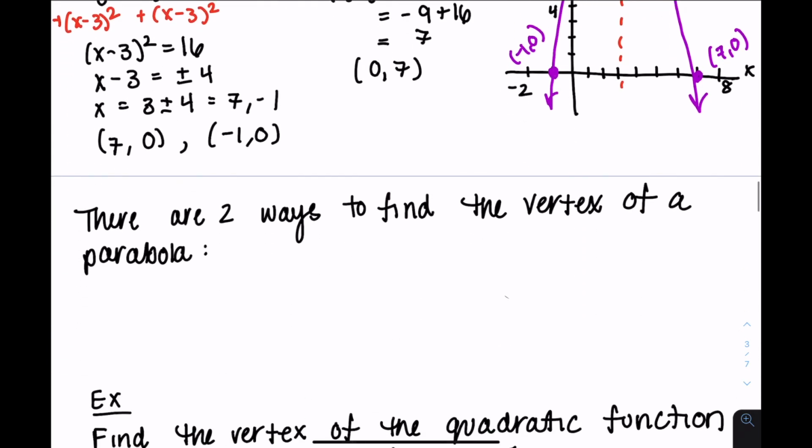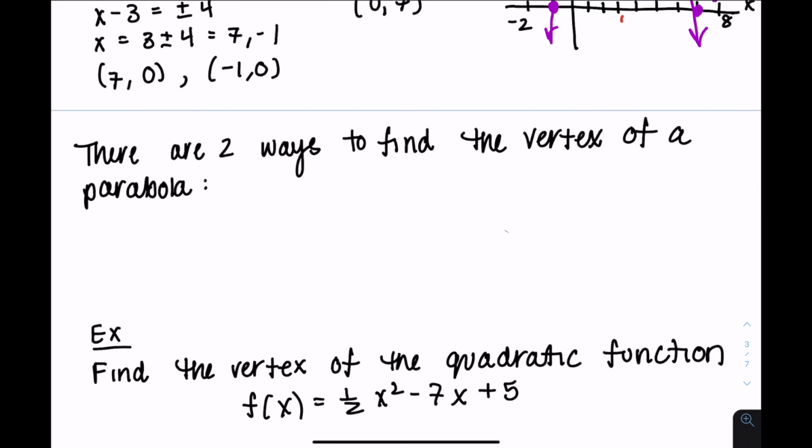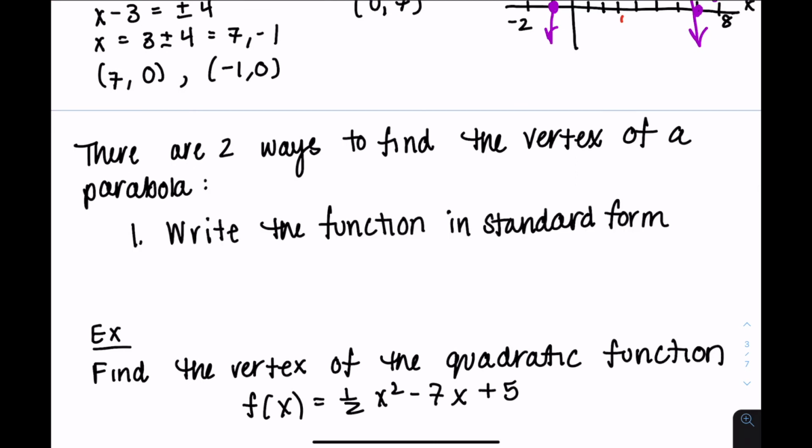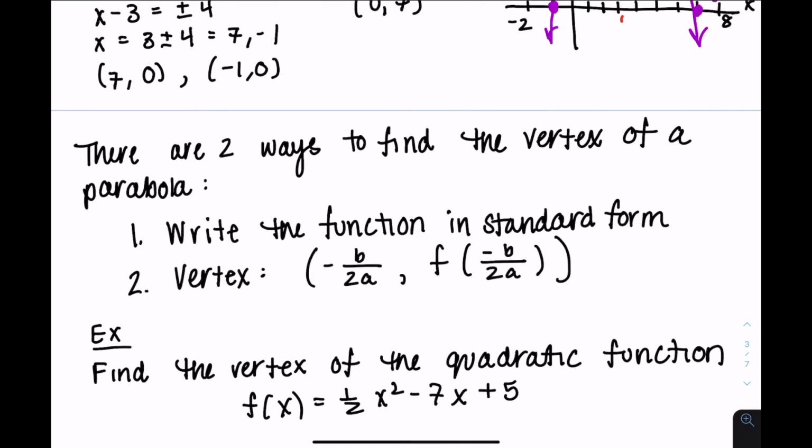So this is one way to find the vertex of the parabola, but we really have two different ways we could go about it. The first way is writing it in standard form. If you do have to graph it, this is going to be your best option because it'll tell you everything you need. But if you're just concerned with finding the vertex itself, there's an easier way. The x-coordinate will be negative b over 2a for that quadratic function. And then the y-coordinate you just find by plugging in that value.